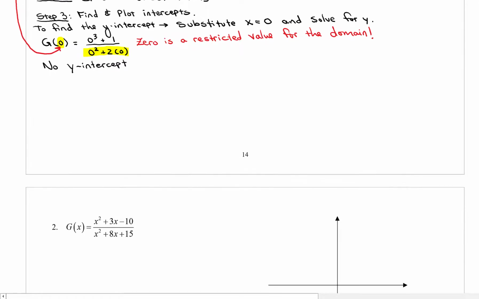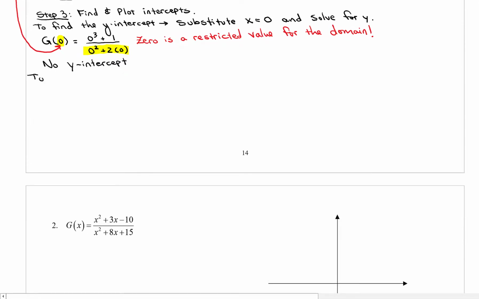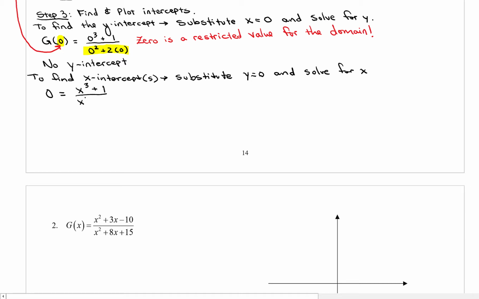In order to find the X-intercept, what are we going to have to do? Yes, you guessed it, we're going to have to substitute Y equal to 0. And there might be more than one X-intercept. We don't know, so I'm going to put an S there in parentheses just in case. We're going to substitute Y equal to 0 and solve for X. So instead of G of X, I'm going to replace that whole G of X with a 0 and set that equal to X cubed plus 1 over X squared plus 2X.